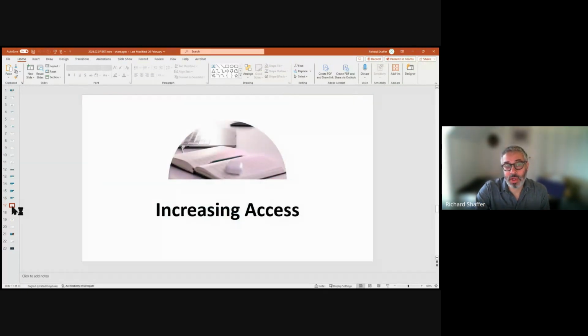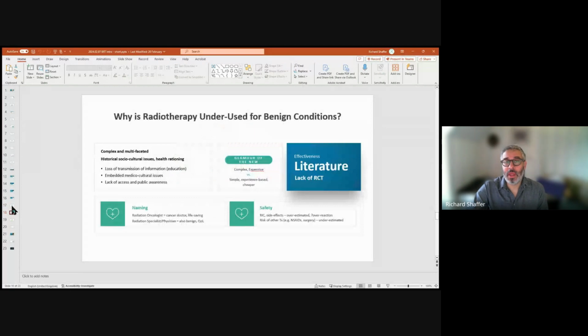So, I guess one question might be, well, why isn't this done more? And I think that the reason why this is underused for benign conditions is pretty complex, actually. I think part of it is that in any country, there's rationing of health resources. In the NHS, our linacs are very full. So there is a certain amount of rationing. There's certainly a lack of education and loss of transmission of information. People don't really know about this, and they have a certain amount of fear of doing new things.